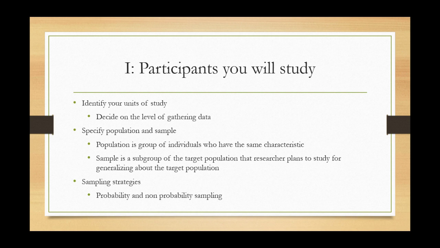So that is one step while you decide on the participants that you will use in your study. The second thing that you will do as you're deciding on participants, you will have to specify population and sample. In some situations, you will find yourself selecting individuals for your research just based on who volunteers to participate in your study, or who is available.